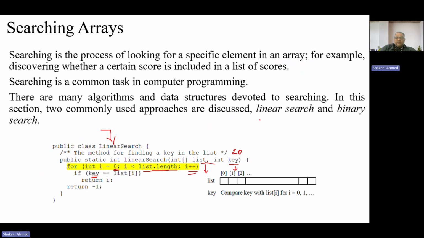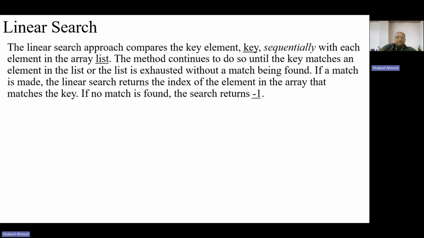So this is a very simple technique, which is linear search. The linear search approach compares the key element sequentially, one after the other, with each element in the array list. So it will check, is this the element in the list? The method continues to do so until the key matches an element in the list or the list is exhausted without a match being found.